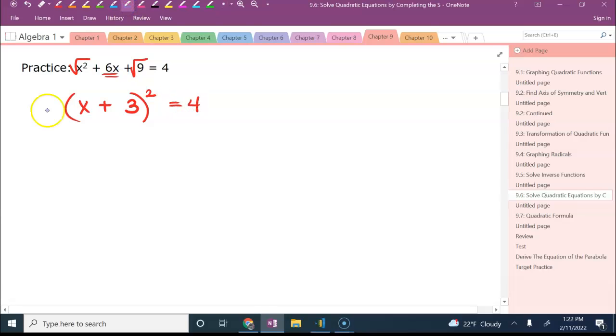So take a second here, square root both sides, write out what would be left, and then go ahead and solve for your 2 solutions.